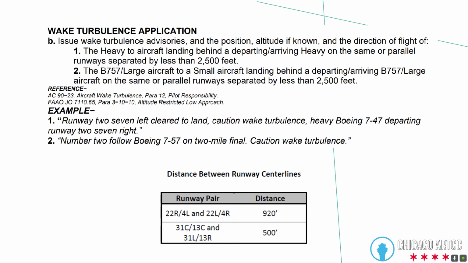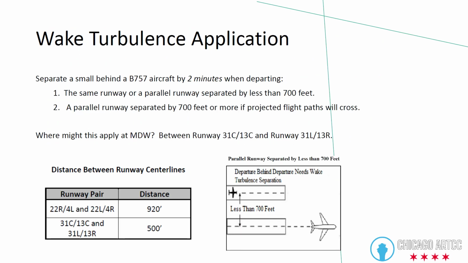Runways 22 left, 22 right, 920 feet. And then we've got 31 center, 31 left, separated by only 500 feet. Which is actually significant, because if we had a 757 depart 31 center and a small depart 31 left, we're looking at this here. Separate a small behind a 757 aircraft by 2 minutes when departing the same runway or parallel runway separated by less than 700 feet, or a parallel runway separated by 700 feet or more if projected flight paths will cross.